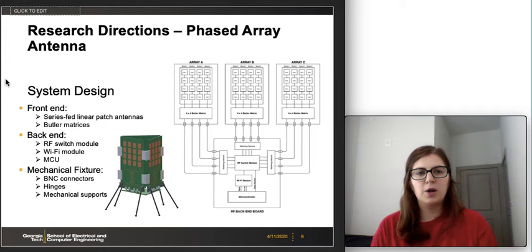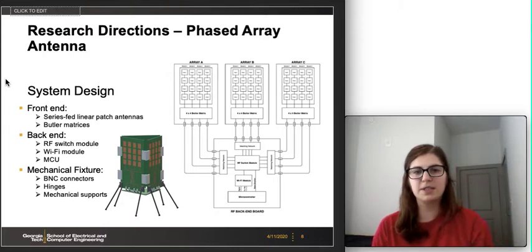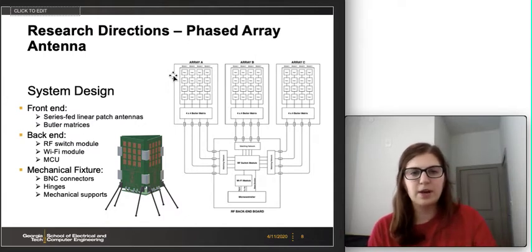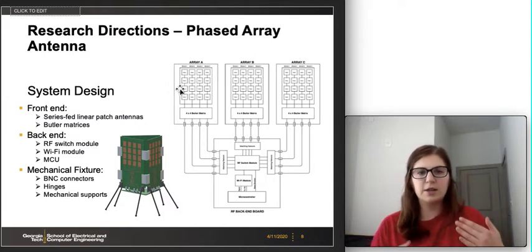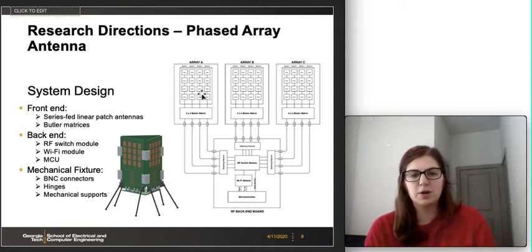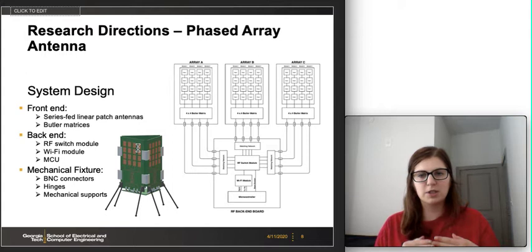So another research direction that this can be taken in is using a phased array antenna system with beam steering, and this is something that I started researching in the fall. So the design we have here is 3 series-fed linear patch antennas fed by Butler matrices on these antenna boards, and 3 of them are positioned in a triangular formation to get 360-degree coverage.